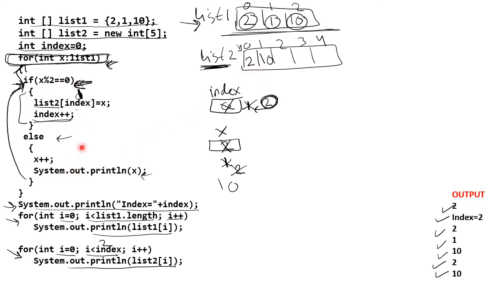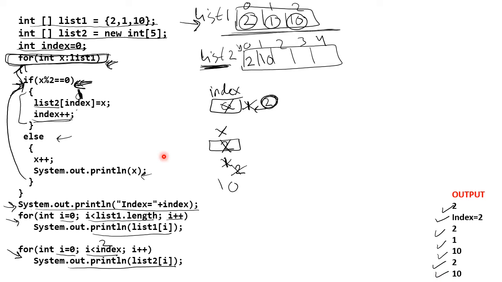Once I'm done with this loop, I will go and output the value of the index, and then I will have a loop that says starting from 0 till the end of list1 dot length. So this is list1 dot length. Do the output of the values. That's why you have 2, 1, and 10. I have another for loop from I equals 0, I should be less than the index, which is 2. So the values we will have are 0 and 1. And then do the output of list 2 at location I. This is list 2. The output you will have is 2 and 10. That's why we have 2 and 10 here.